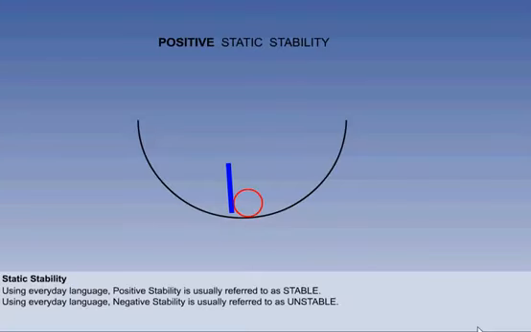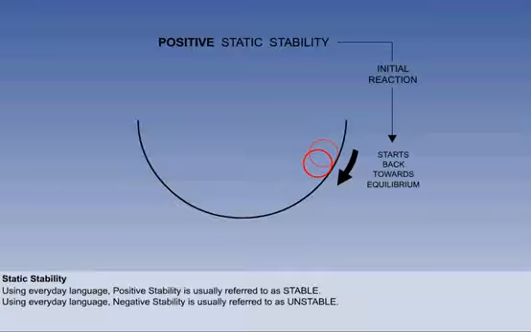The ball has been displaced from equilibrium by a disturbing force. When the disturbing force is removed, the initial reaction of the ball is to start back towards its previous state of equilibrium, a demonstration of positive static stability.